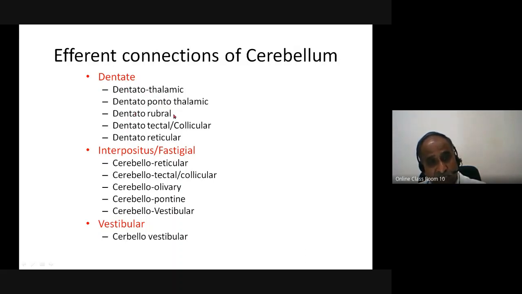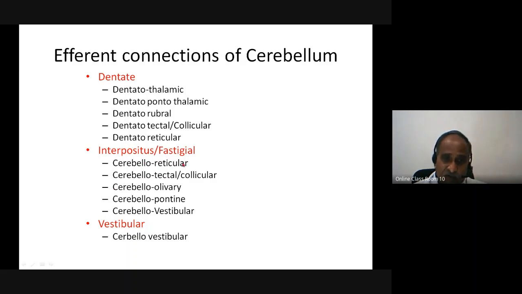Dentato-rubral, that means red nucleus. Dentato-tectal or dentato-collicular, that is for the eyeball movement. Dentato-reticular, that is for the posture regulating mechanism. Then this is going upwards to the brain, the midbrain and the collicular level. Then interpositus, that is talking to the spinal cord.